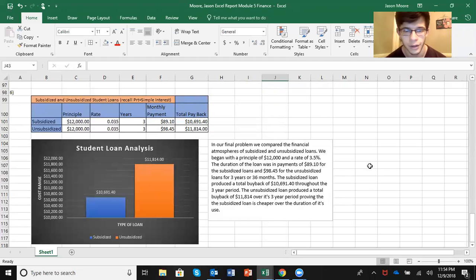And the subsidized loan produced a total buyback of $10,691.40 throughout the 3-year period, while the unsubsidized loan produced a total buyback of $11,814 over its 3-year period. While this did also prove that the subsidized loan is a cheaper option over the duration of its use, as it provided a lower buyback or payback amount.